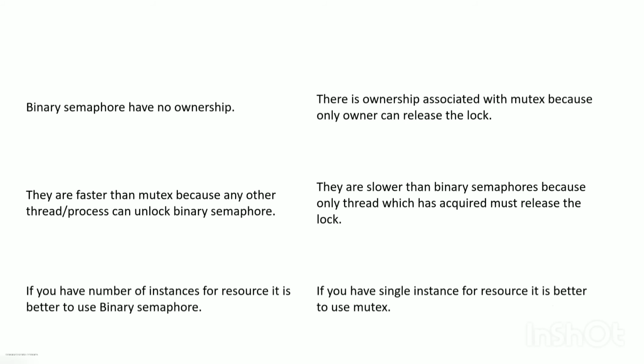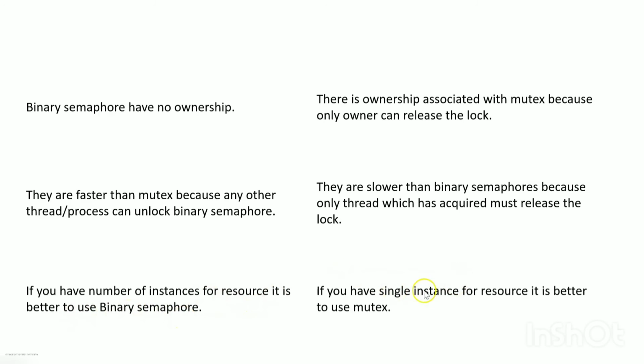Next, binary semaphore has no ownership, but for mutex there is a principle of ownership. Now, binary semaphores are faster, while mutexes are slower. Why? Because if a particular process or thread is not interested in releasing the lock, there can be a time delay. The other process has to wait for a longer period. So there can be more waiting time, but binary semaphore operation will be faster.